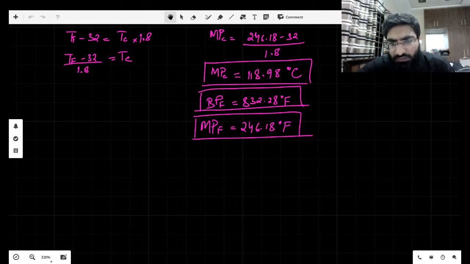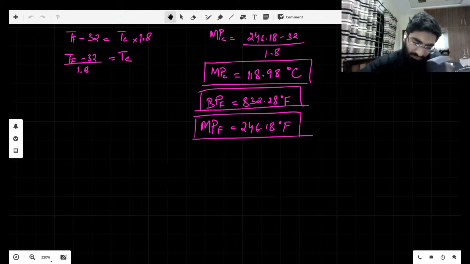Is there a next part to it? Now we have to calculate the melting and boiling points in Kelvin. So temperature in Kelvin is equal to temperature in degrees centigrade plus 273.